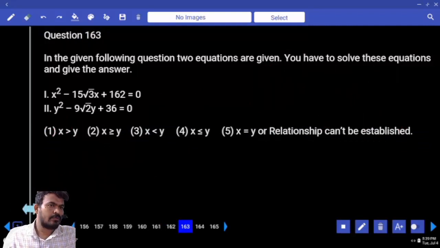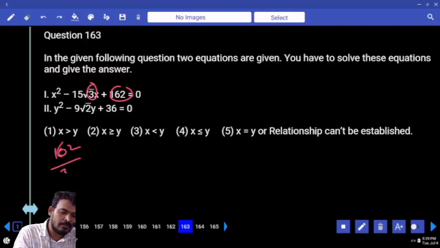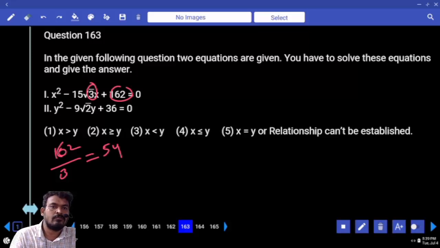Equations are including root value. What is the first step? 162 divided by which one? 3. 162 divided by 3 means 54. Product value 54 but sum value 15 root 3. 54 means it is written as 18 into 3. Sorry, sum is 15. One will be 9, another one 6. Minus 9 root 3, another one minus 6 root 3.